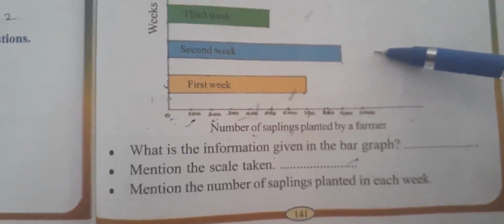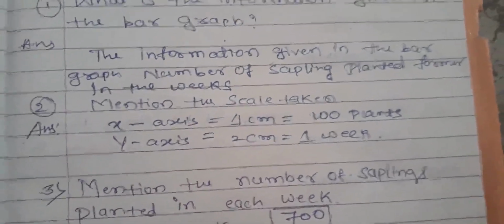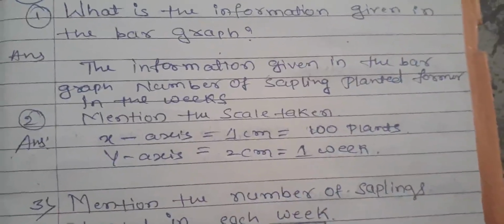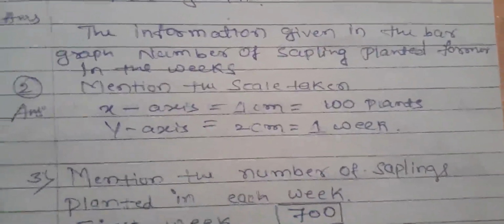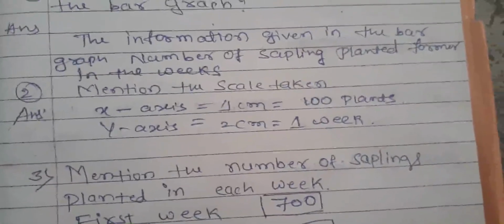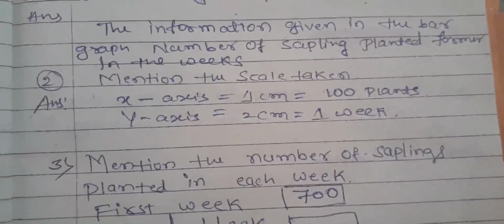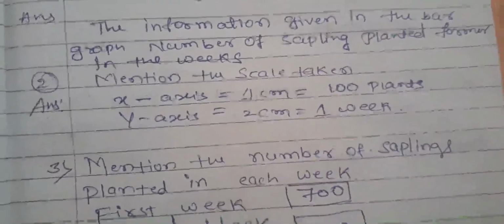The number of sapling plants by a farmer. Now see the questions, what they ask. What is the information given in the bar graph? The information given in the bar graph is the number of saplings planted by the farmer in the weeks. Mention the scale taken. What scale have we taken? X-axis: 1 centimeter is equal to 100 plants. Y-axis: 2 centimeters is equal to 1 week.